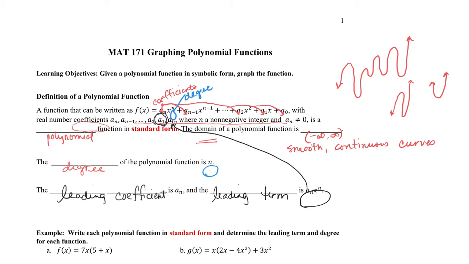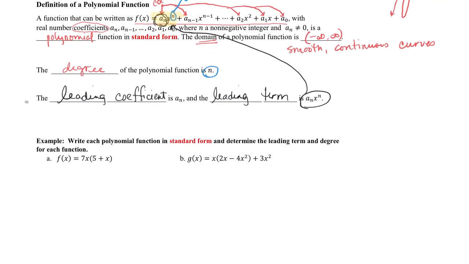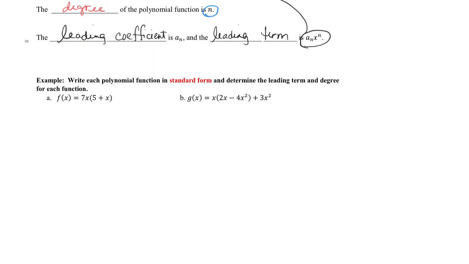I have a lot of drawing going on here. So my leading term, let's see if I can use the highlighter. The highlighter will highlight this leading term, okay? So the leading term is made up of that leading coefficient, a sub n, and then the degree of the polynomial is determined by the degree of the leading term. Okay, so now that we've made our way through the definitions, let's look at some polynomial functions. For each of the polynomials given here, we want to write the polynomial in standard form, and then determine what the leading term is and what the degree is for each of the functions.